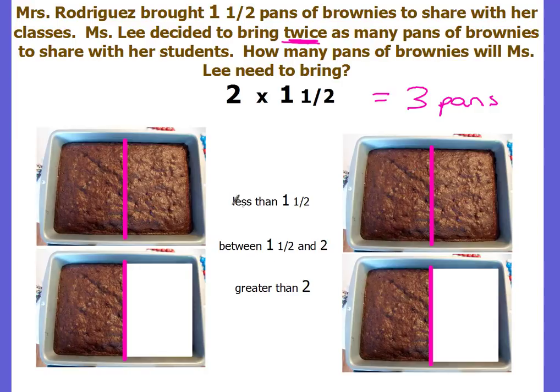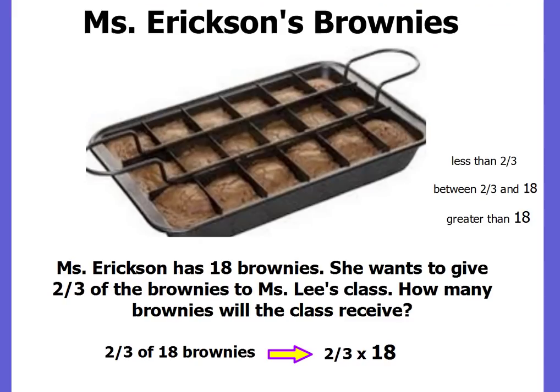Is it going to be greater than the 2 pans of brownies? Yes. Hopefully you knew this anyway. It's been drilled into your head ever since elementary school that whenever you're multiplying 2 whole numbers together, the product is going to be larger than any of the factors. Okay, let's try another example.